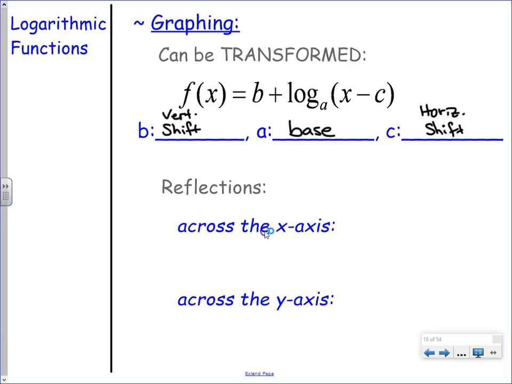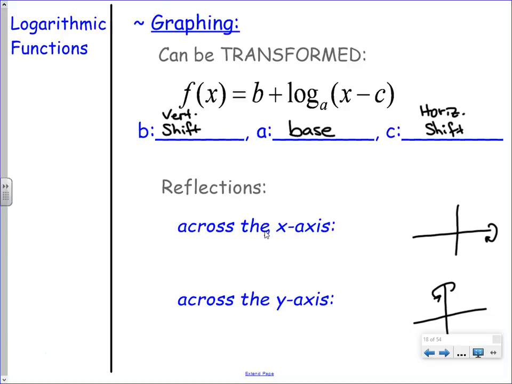Reflections. Reflections across the x-axis, across the y-axis. I'll do the exact same thing I did with exponential, just for my visual ones to remember. If it's across the x, and if it's across, or about, or at, they can say it different ways, the y. What kind of flip will we describe those as real quick? Across the x? Horizontal.